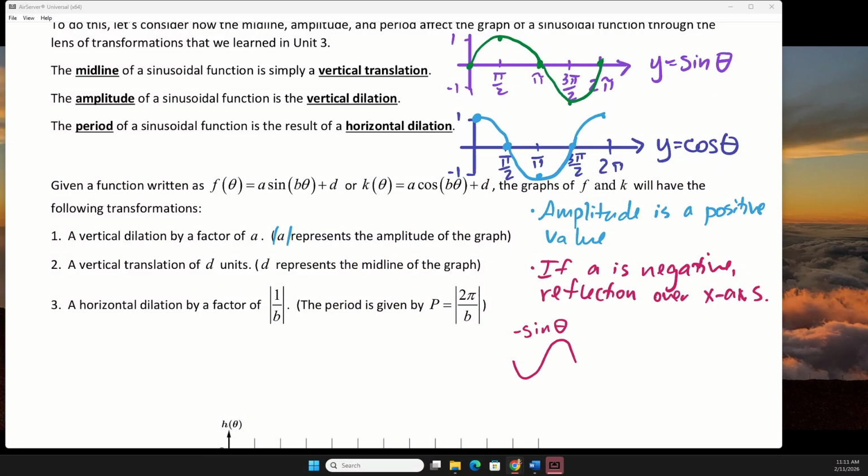It's kind of hard to draw. And then a negative cosine is going to look like that. So it's like a horns down Texas Longhorn. Sorry if there's any Texas fans in here, but that's how I remember it.